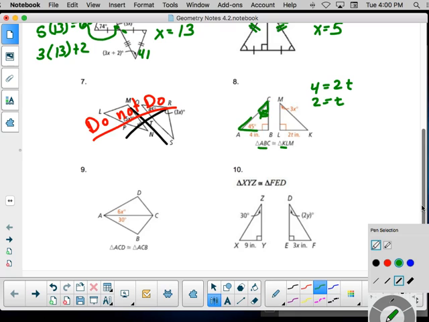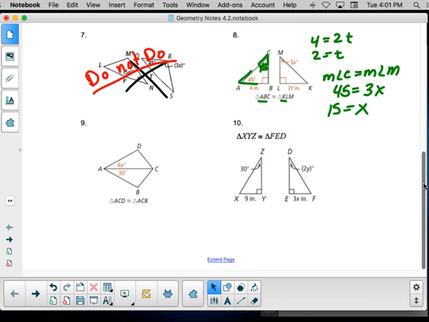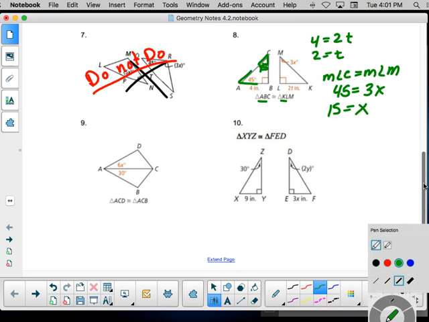So since the measure of angle C is equal to the measure of angle M, and C is 45 degrees and M is 3x, x must therefore be 15. Now if I'm looking at 9, I have a relationship here, and if I look this over, I have angle DAC and angle BAC.